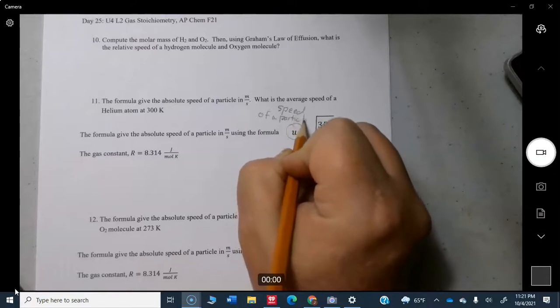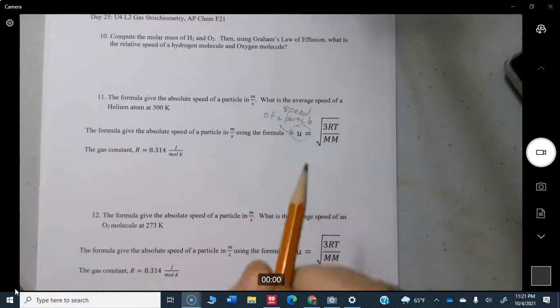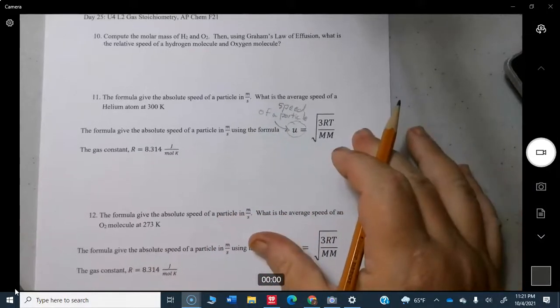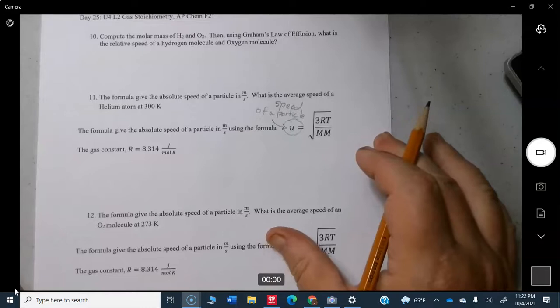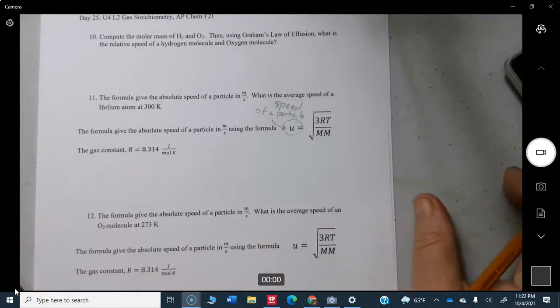It's not just compared to some other particle. Speed of the particle is u. Okay, so give the absolute speed of a particle in meters per second. What is the average speed of helium?